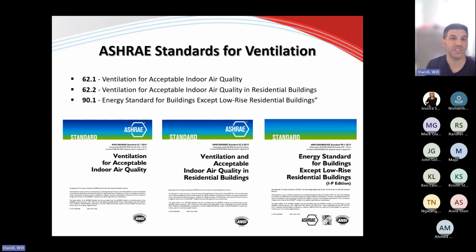Now, looking at the ASHRAE standards for ventilation, we follow, as a manufacturer and consultants, the ASHRAE 62.1, which is the ventilation for acceptable indoor air quality, 62.2 for residential buildings, and the ASHRAE 90.1, which is the energy standard for buildings. This is also very important because you want to be able to ventilate a space in the most efficient way.